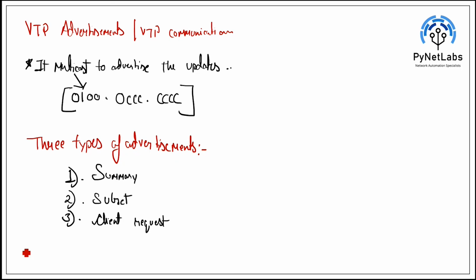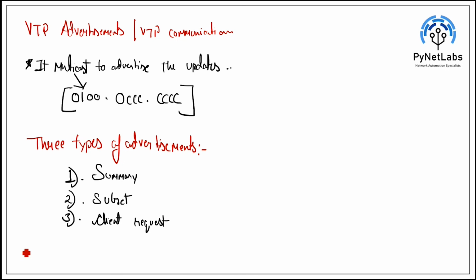The VTP advertisements are always marked with a 32-bit configuration revision number. So if anybody asks you the size of the configuration revision number, it is 32 bits, and it identifies the most recent VLAN database which you are using inside the network. Any change to the VLAN database, if you have modified any VLAN, deleted any VLAN, or created any new VLAN, will increment the revision value.